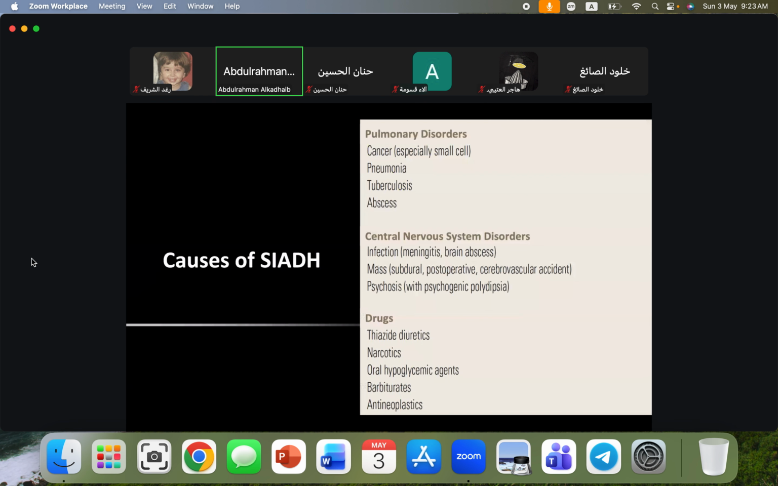Okay. We talked about the syndrome of inappropriate ADH secretion. You don't need to memorize all of the causes of this syndrome. Just remember that it might be caused by some CNS and pulmonary causes, including some infections and masses in those two systems, and some drugs such as narcotics and thiazide diuretics as well.